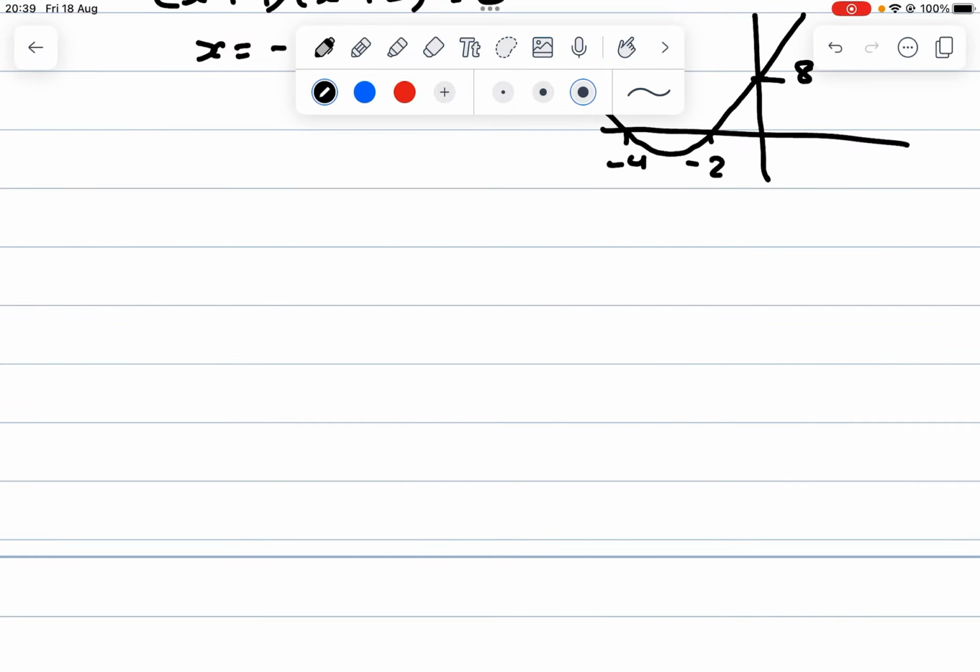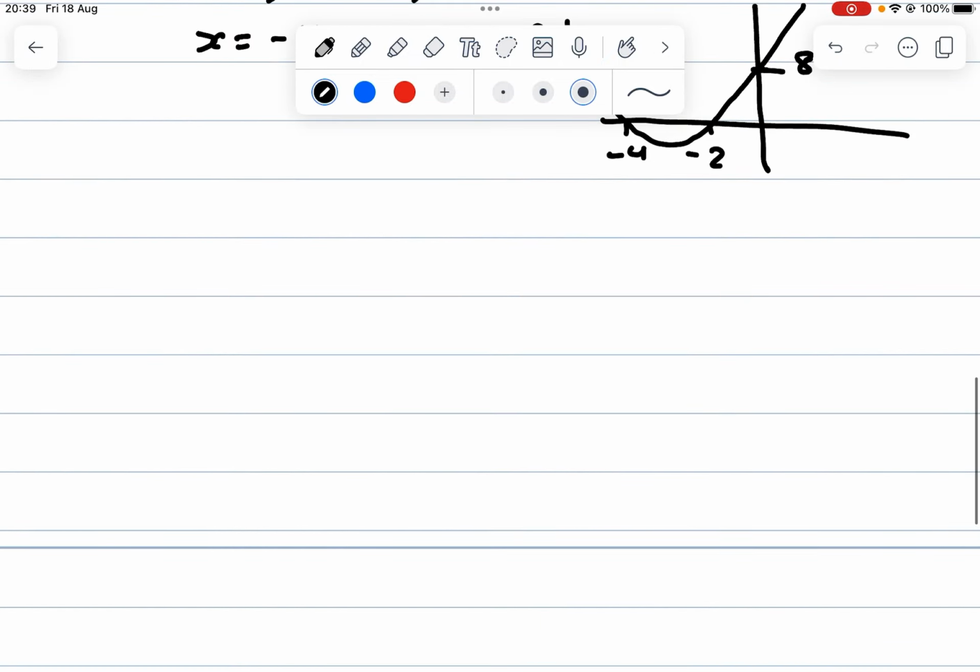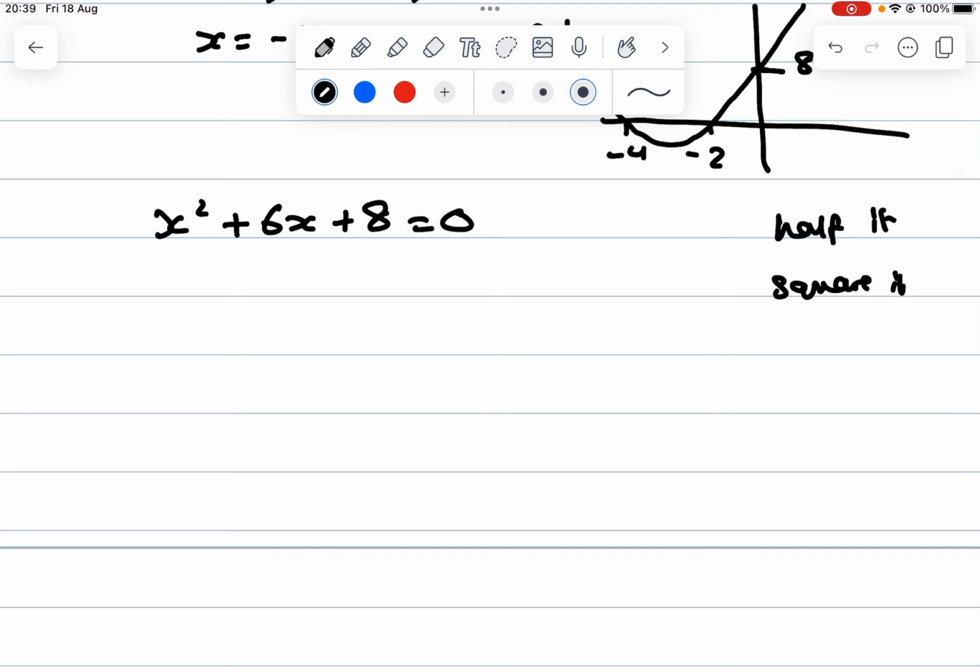Next is complete the square. So x squared plus 6x plus 8. I have to half the 6, then I have to square it, and then I have to subtract it. And I write it in this form, which sometimes they give you. So I get x plus 3 bracket squared. Square the 3. The 3 is half of 6. Square the 3, minus 9 plus 8 equals 0.